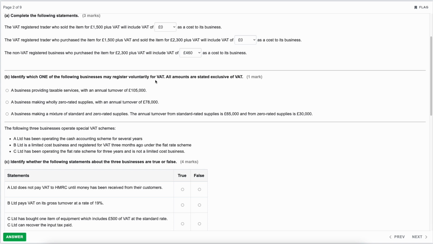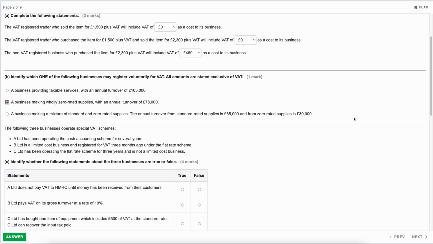The next one, a business making wholly zero rated supplies with an annual turnover of 78,000. Now, if this business is making zero rated supplies, they are classed as taxable supplies, whereas if it was exempt supplies, they are not. Now, they are under the VAT registration threshold, so they don't have to register. They could voluntarily register for VAT. So this will be your correct option.